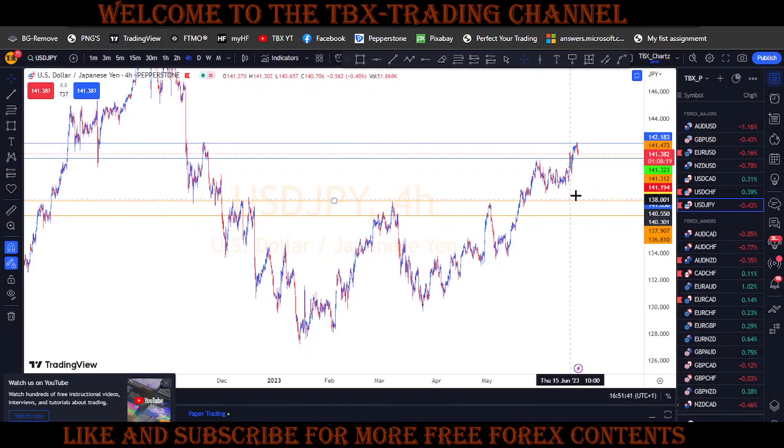So what would I be waiting for? Since price has cleared this, and this is in the buy side, as you can see, price bought into this liquidity.